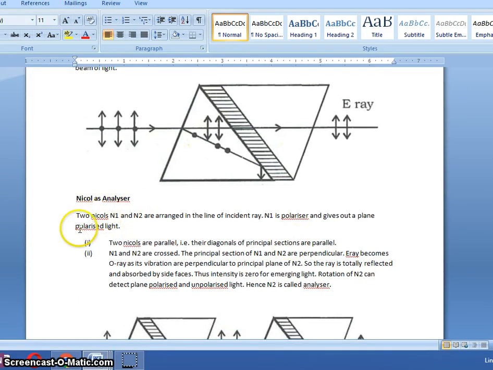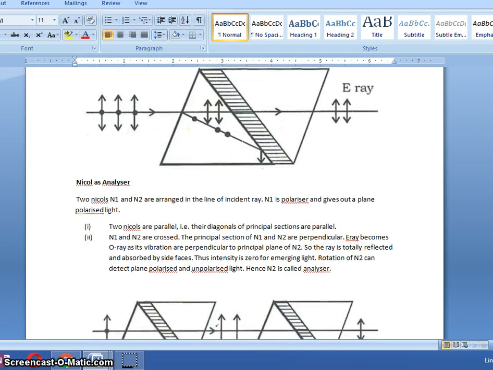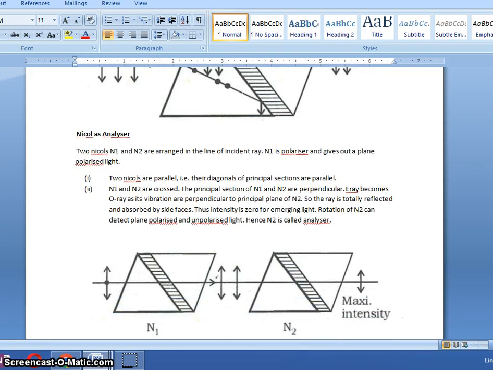Nicol as analyzer. Two nicols N1 and N2 are arranged in the line of the incident ray. N1 is the polarizer and gives out plane polarized light. When the two nicols are parallel, that is, their diagonals of principal section are parallel, light is transmitted. When N1 and N2 are crossed, the principal sections of N1 and N2 are perpendicular.